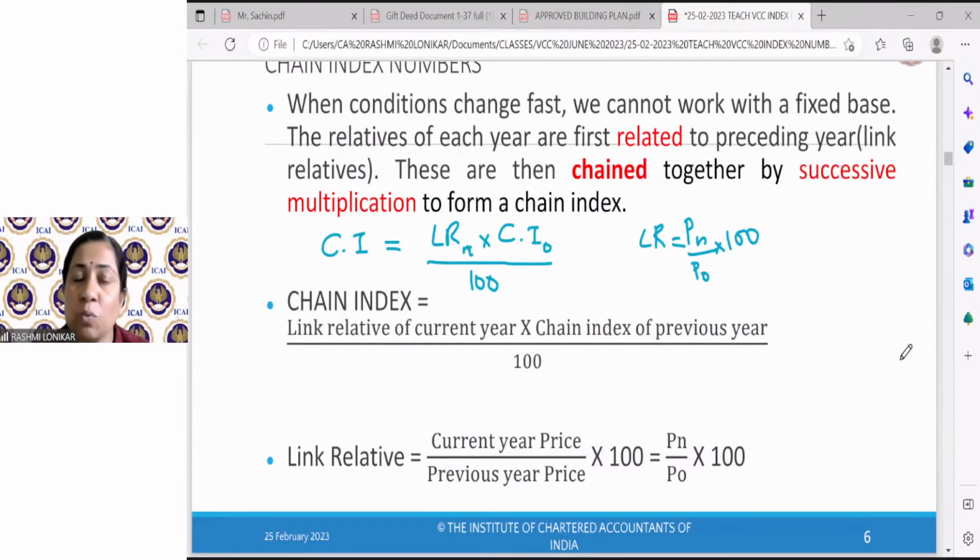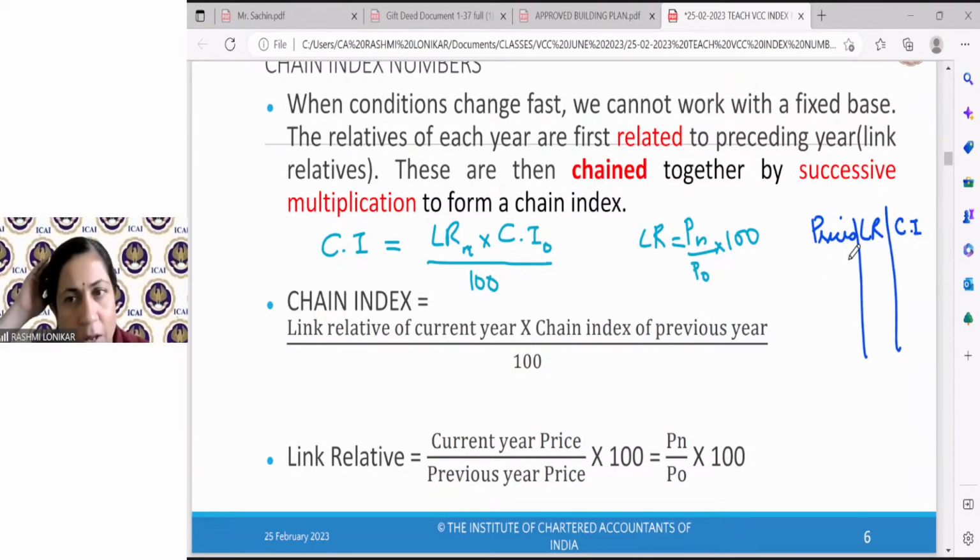So what is link relative? Link relative is current year price over previous year price. Whenever we have these columns and the prices are given, first find the link relative and then find the chain index. These are the columns you have to do. Link relative is current year's price upon previous year price into 100. And then I go to the chain index. Chain index is link relative of the current year into chain index of the previous year upon 100.